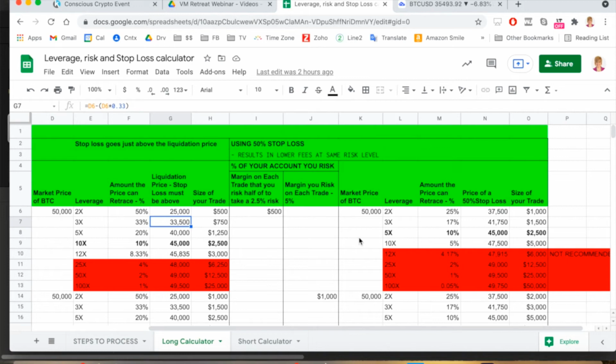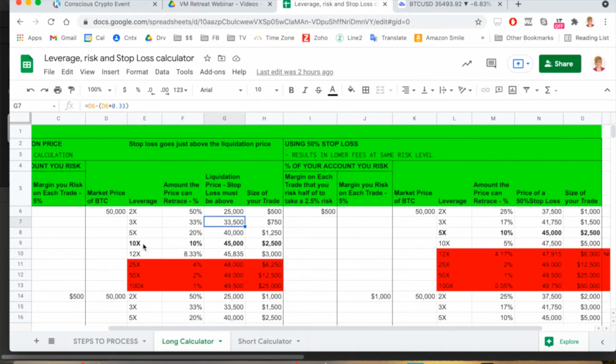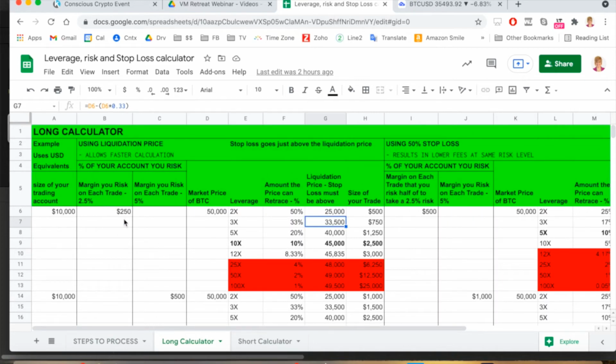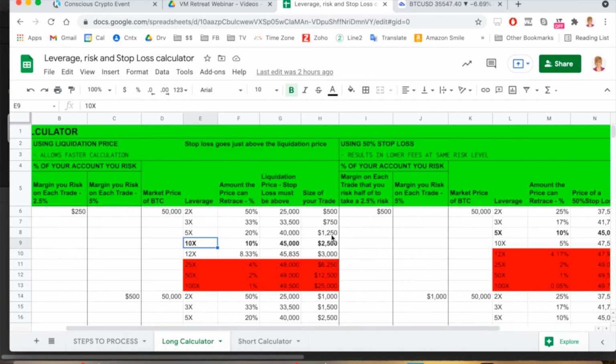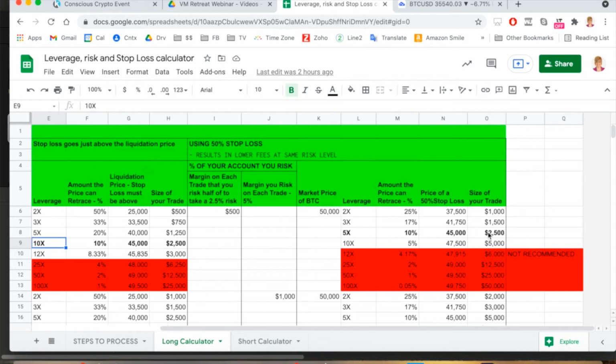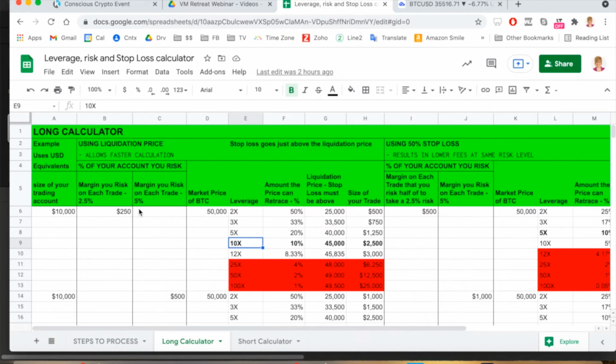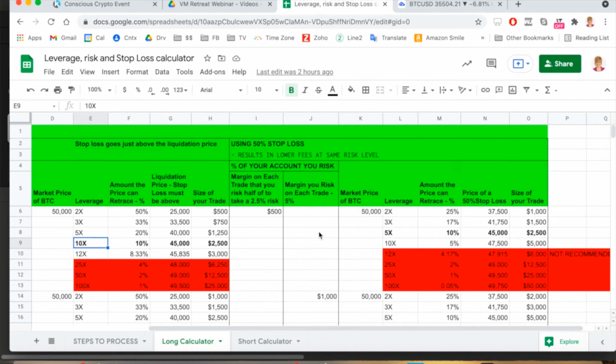However, here's the principle I want you to really understand, okay? If you look at this trade here, so risking at the $250 level, a 10x leverage trade amounts to a $2,500 trade, okay? And that's where your stop loss is placed, just above the liquidation price. This is actually that same trade, okay? So using a $500 margin, risking half of it, so you're still risking the same $250, you've just entered the trade differently in this case, okay?